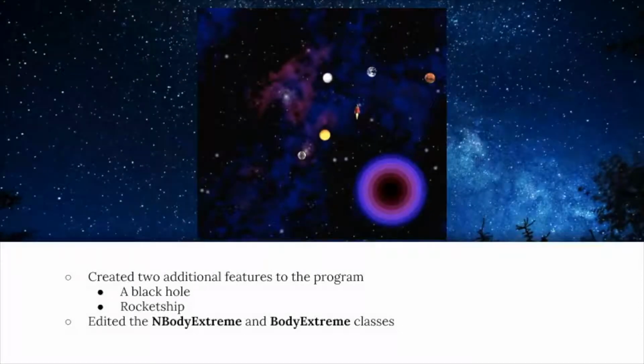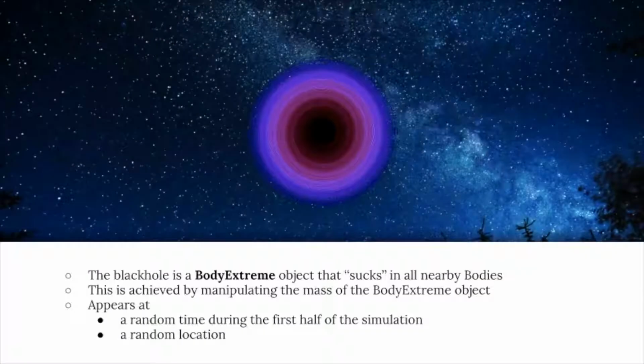So we added two additional features to our program. One was a black hole, which was kind of an original idea, and the other feature was a user-controlled rocket ship, which basically was one of the examples of things you could do for this portion of the project, given in the instructions. We edited both the NBody Extreme and the Body Extreme classes for these additions.